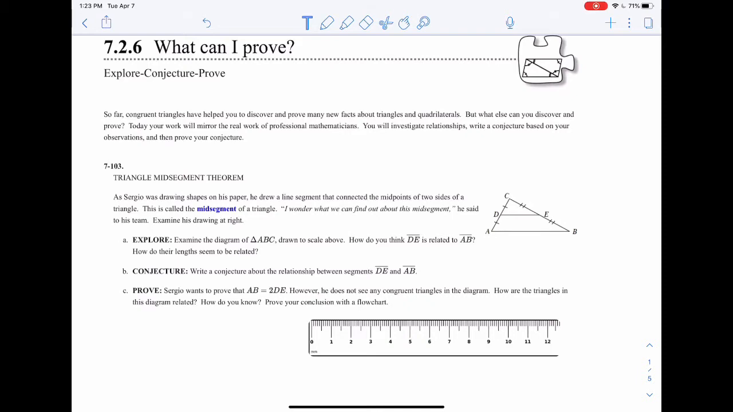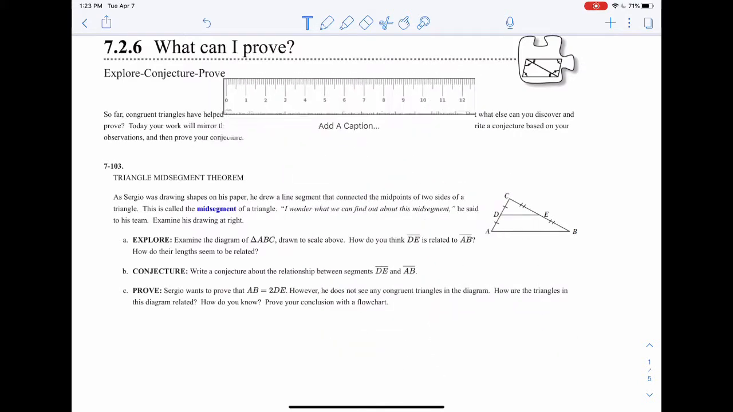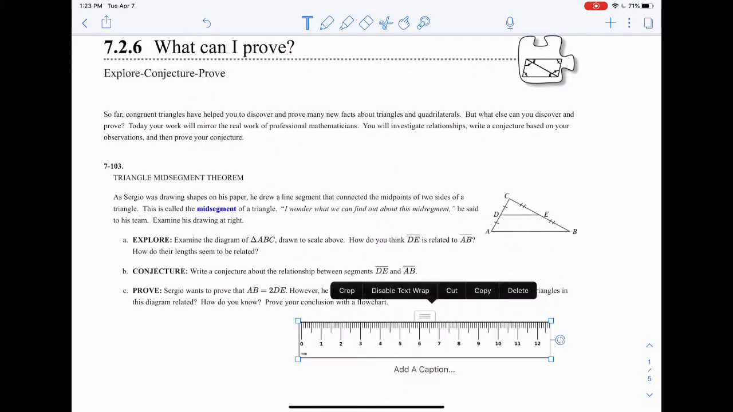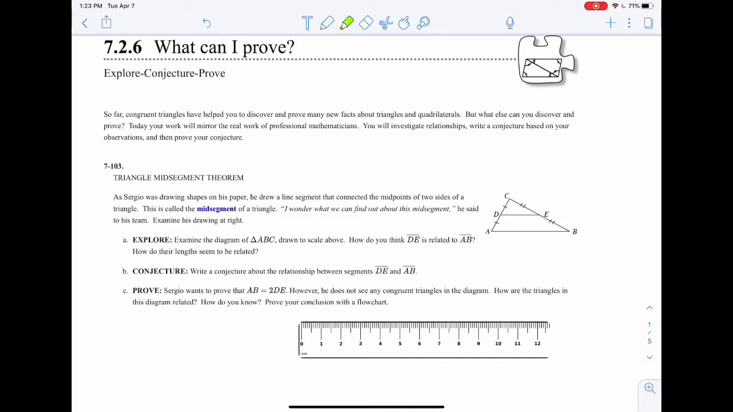Lesson 7.2.6. What can I prove? Explore, conjecture, prove. Before you get started today, you're going to need to take out a few materials. In addition to your pencil and your graph book or your notebook, it would be good to have a ruler or some kind of straight edge that you can use to take measurements. As you get started, I would like you to read the lesson introduction and problem 103 and complete A and B. So hit pause, go ahead and go through those, and hit play when you're ready.